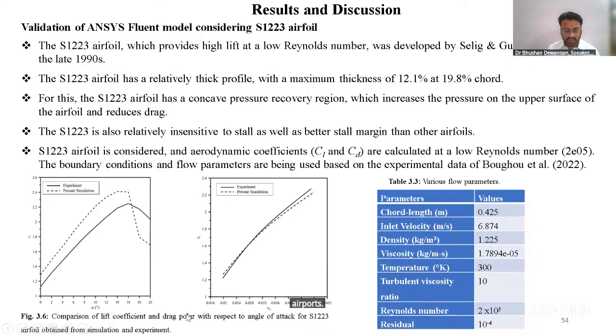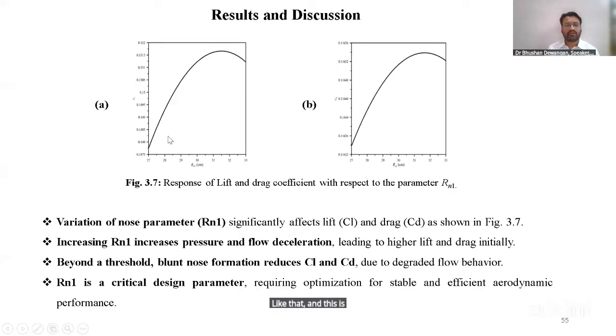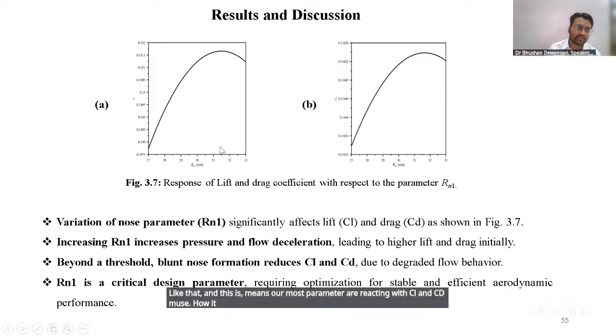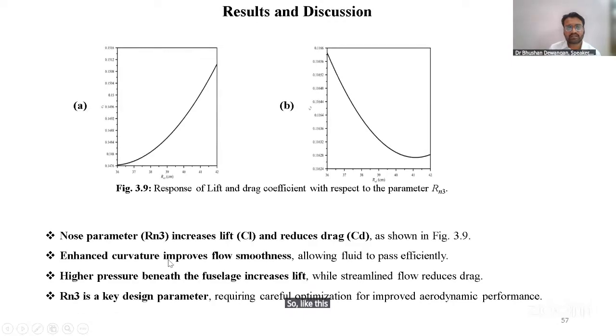This is the experimental and present simulation comparison. The experiments have been done by other people. I iterated with the simulation, and this shows how the nose parameter RM1 reacts with CL and CD, meaning how sensitive they are to this parameter. If you increase the nose radius, how do CL and CD respond? Like this, I concluded.